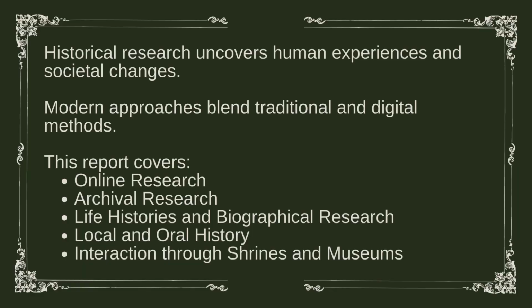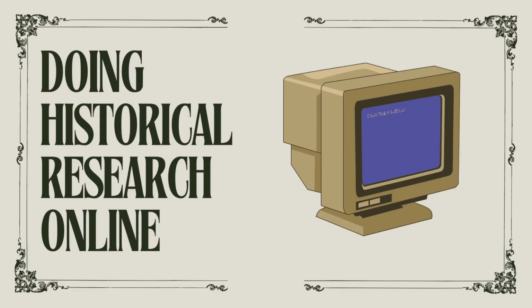Historical research aims to uncover human experiences and understand societal changes over time. Traditionally, this was done through books, written records, and first hand accounts. However, modern historical research now blends traditional methods with digital tools, making it more accessible, dynamic, and inclusive. In this report, we will look into five key methods: online research, archival research, life histories and biographical research, local and oral history, and interaction through shrines and museums. So, first, doing historical research online.